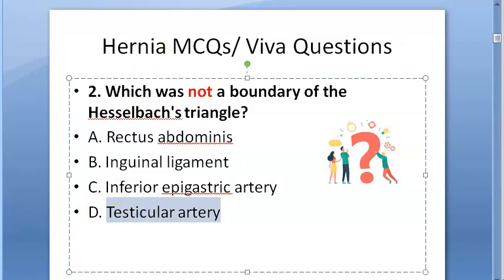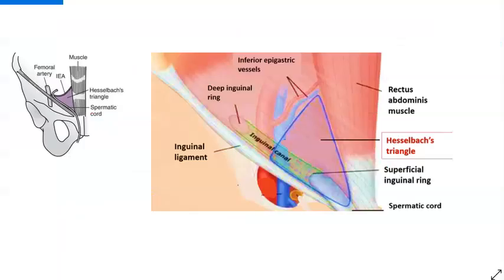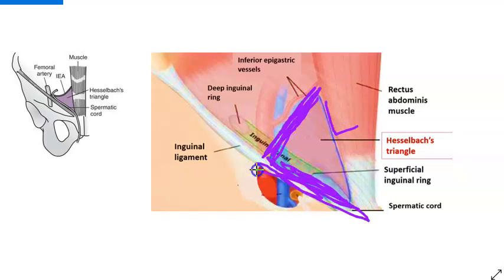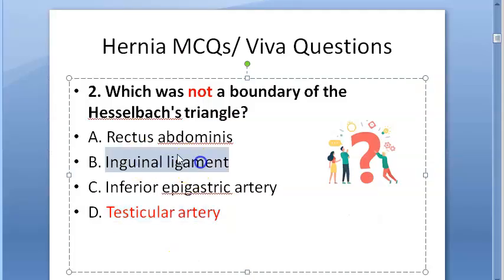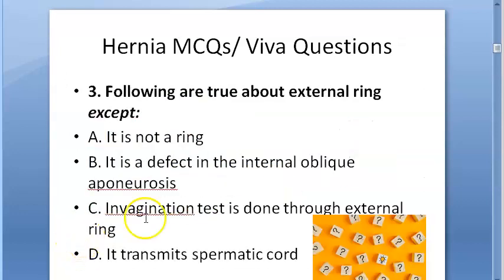Yes. The answer is testicular artery. Look at the Hesselbach's triangle. So here you have the Hesselbach's triangle. Here you have the lateral part of the rectus abdominis muscle forming the medial wall, and here you have some inferior epigastric vessels, and the triangle's bottom part is formed by the inguinal ligament. So did we get that right? Inguinal ligament, rectus abdominis, inferior epigastric artery. Very good. Next question guys.